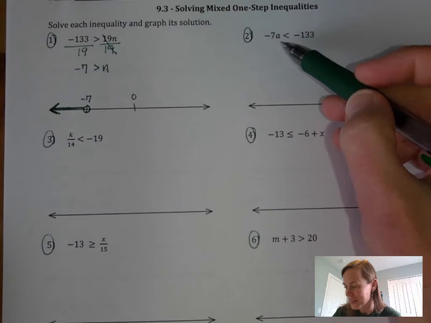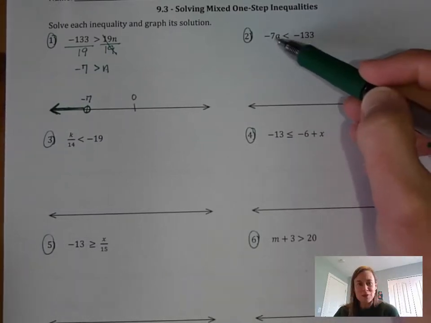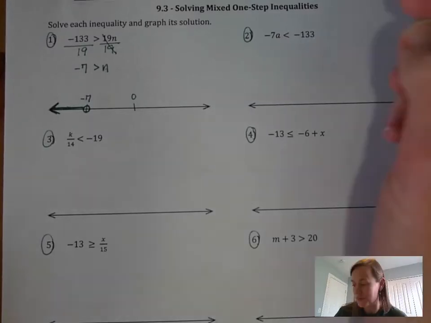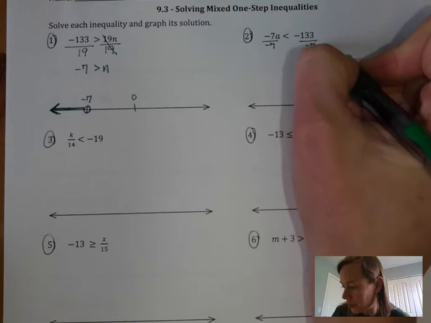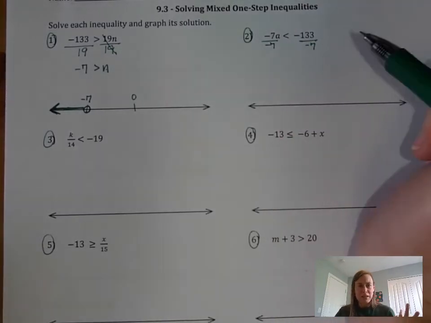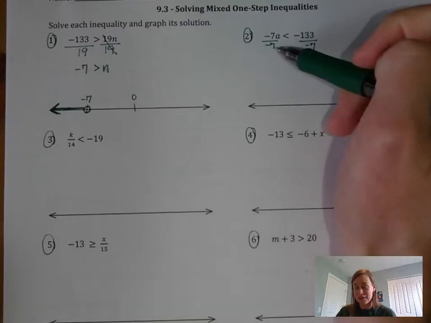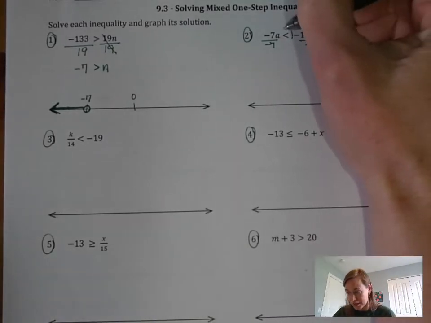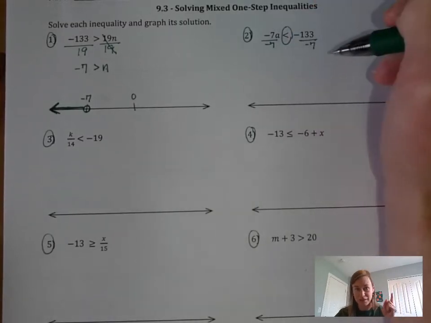We have negative 7a is less than negative 133. Again, we have multiplication here, so we're going to undo it by using division. We're going to divide by that number, negative 7, and we'll do that on both sides. Now, did we multiply or divide by a negative number here? Yeah, we did. We divided by a negative 7. So I'm going to go ahead and circle this sign as a reminder to me that when I copy it down here, I need to flip it.